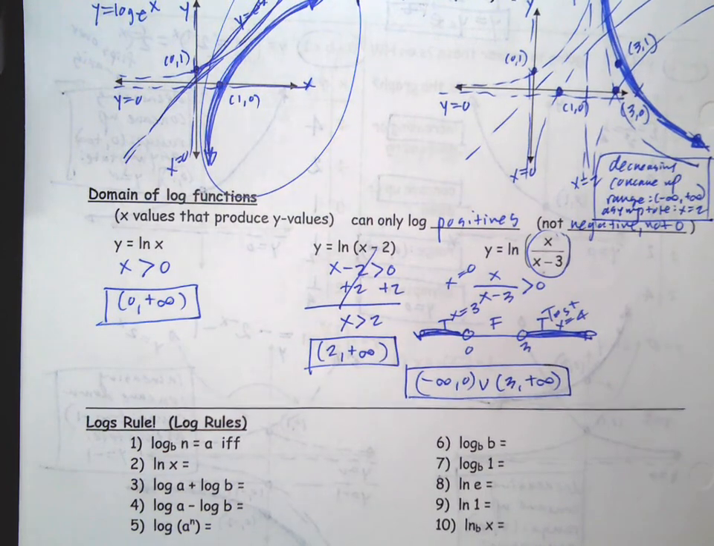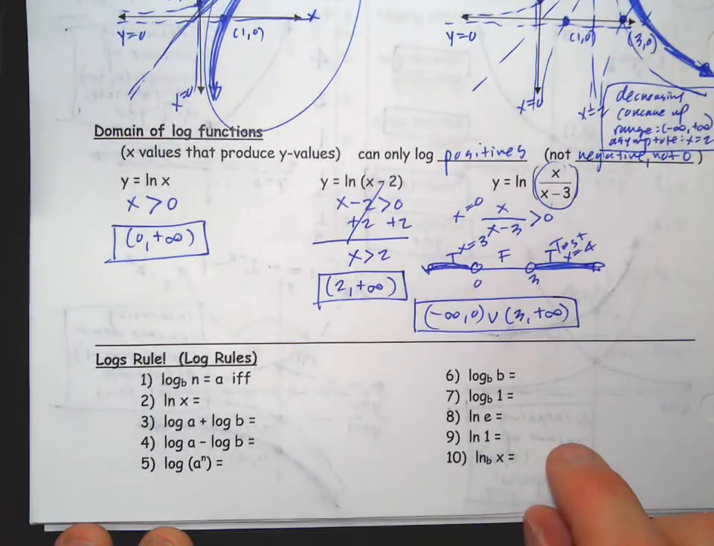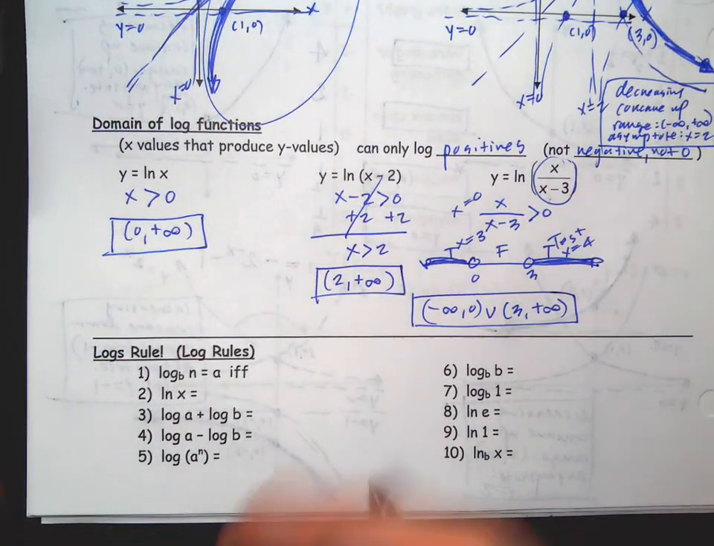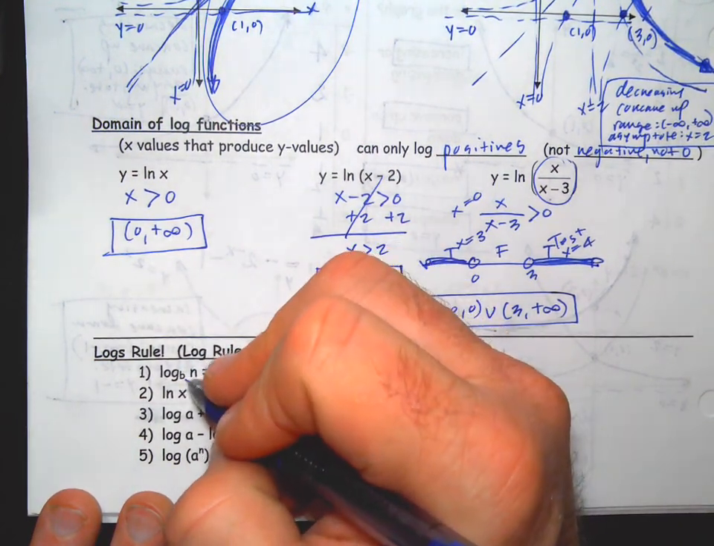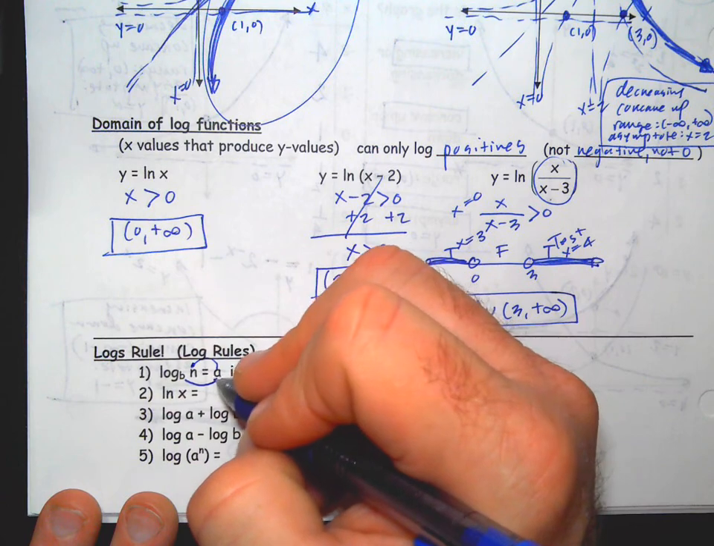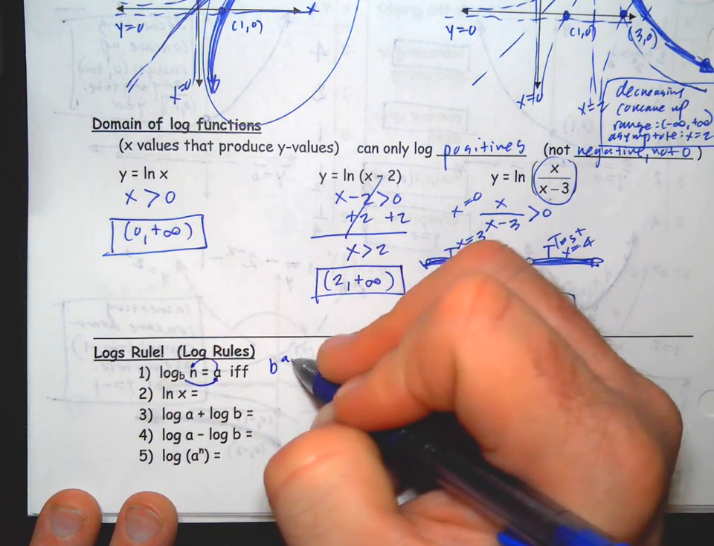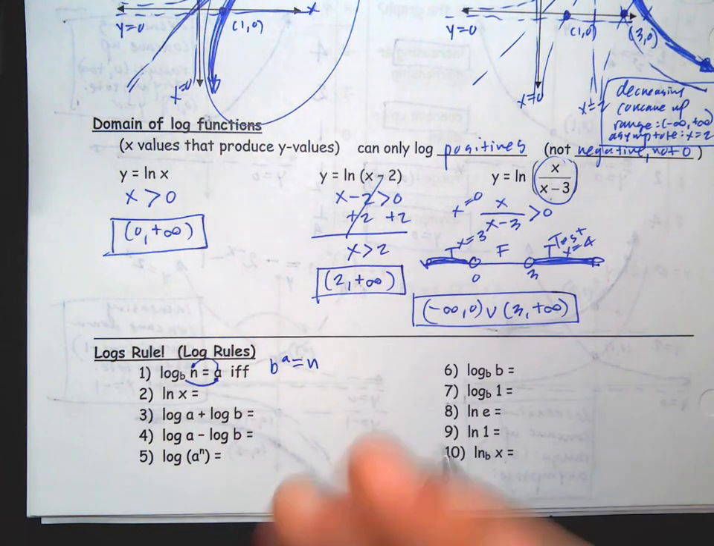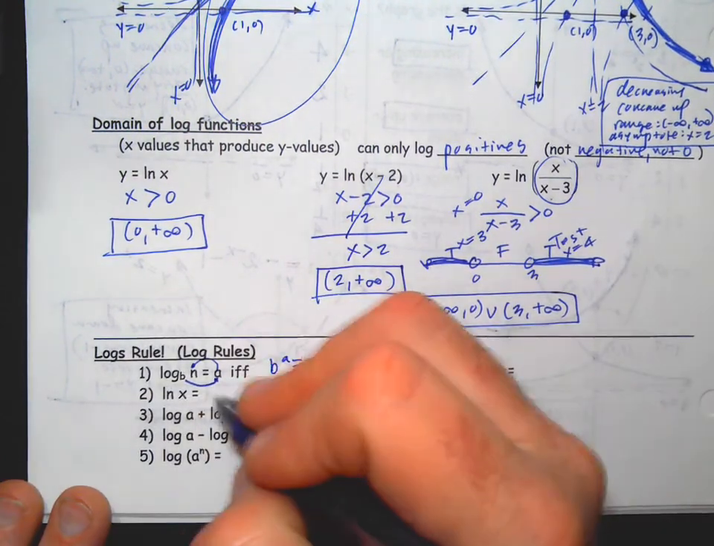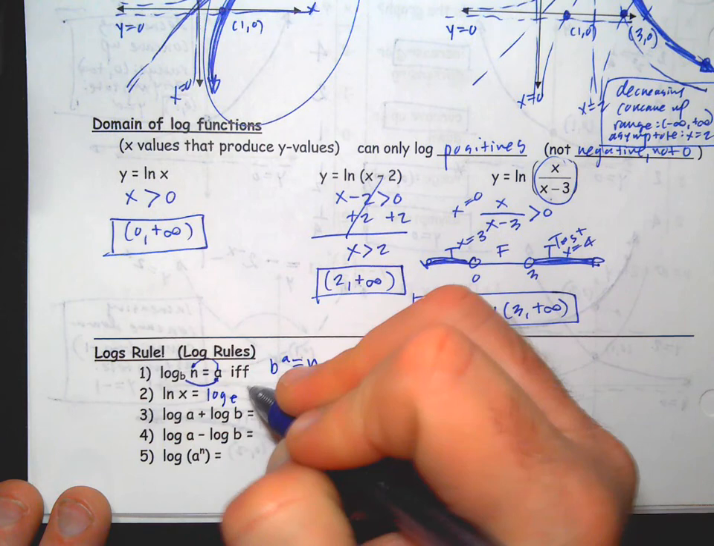All right, so you might have to do some other work. Log rules, gotta know your log rules. We can always change a log into exponential form: b to the a equals n. The answers to logs are exponents. The a is an exponent. Natural log is log base e of x.